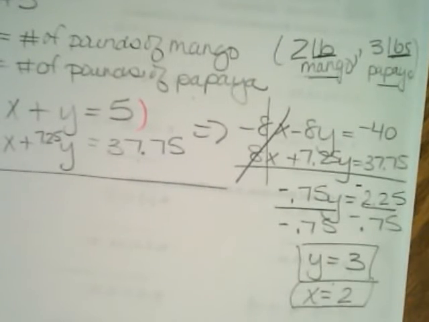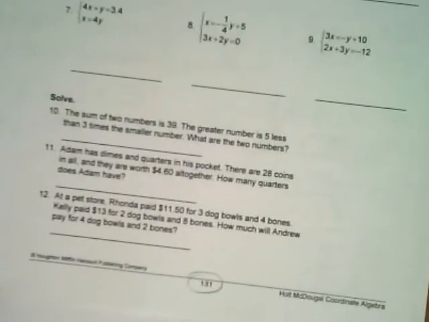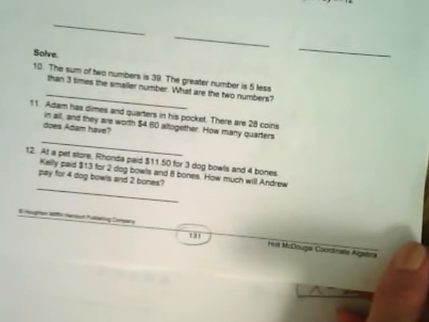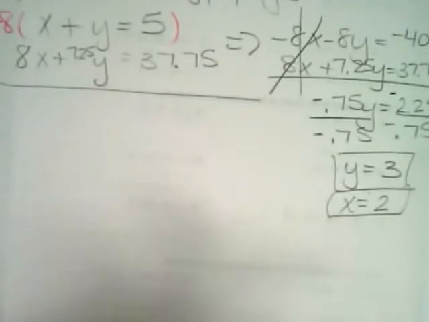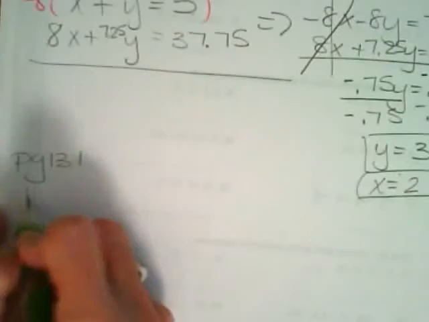Now, I had asked you to pick up this worksheet. It's not labeled. It says Practice C, and it says 131 at the bottom. And we're going to do number 10. Number 10 says the sum of two numbers is 39. The greater number is 5 less than 3 times the smaller number. What are the two numbers? So now, this is page 131, number 10, and I'm talking about two different numbers.